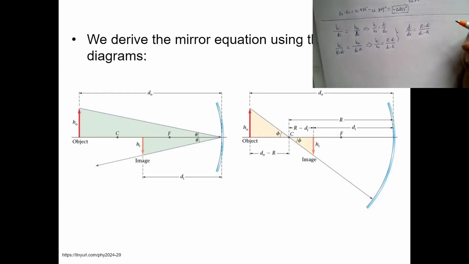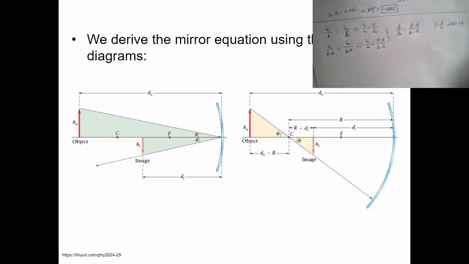Now, this is a concave mirror, so F equals 1/2 R, or you can write R equals 2F. If that's the case, you can replace R with 2F. Then DI over DO equals 2F minus DI over DO minus 2F.